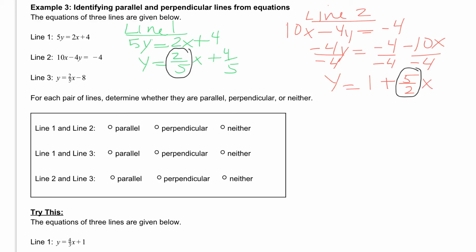Then in line 3, this is already in slope-intercept form, y equal to 2/5 x minus 8. So our slope here is going to be that 2/5.